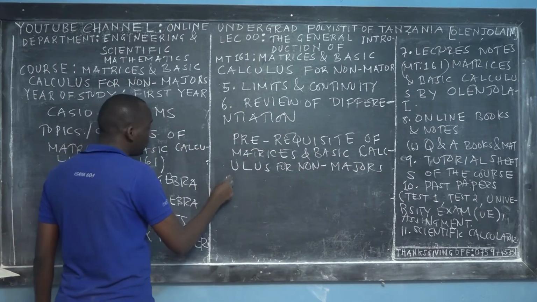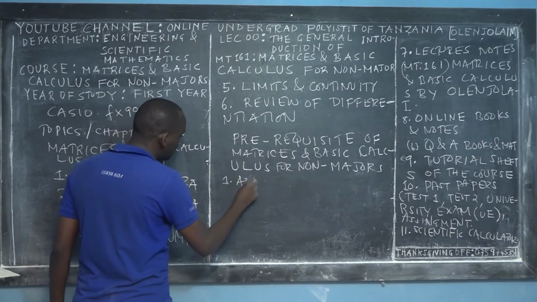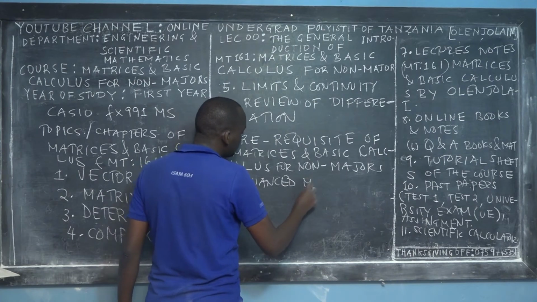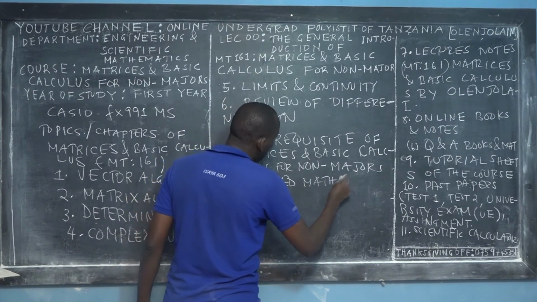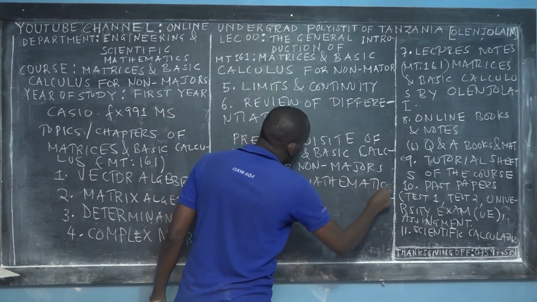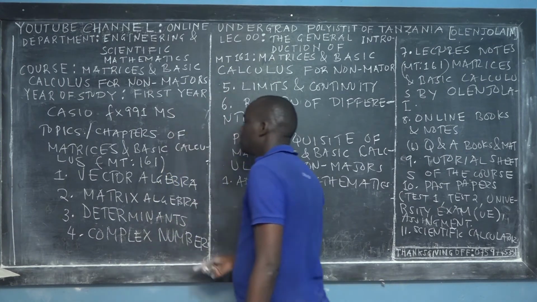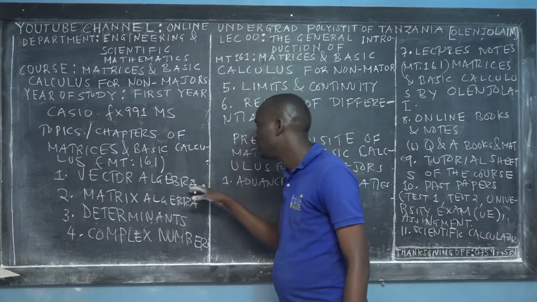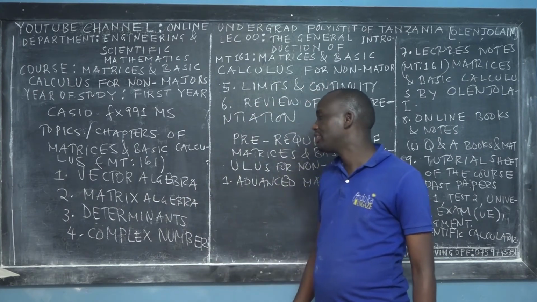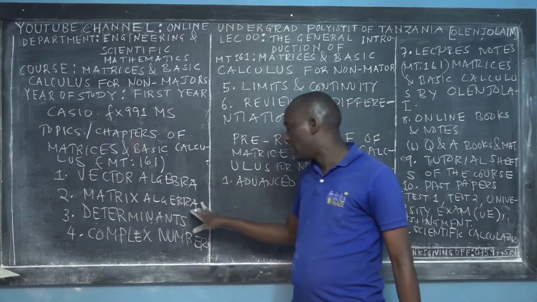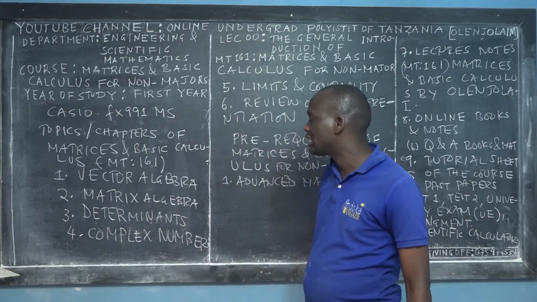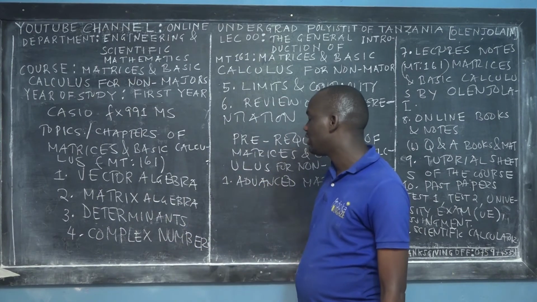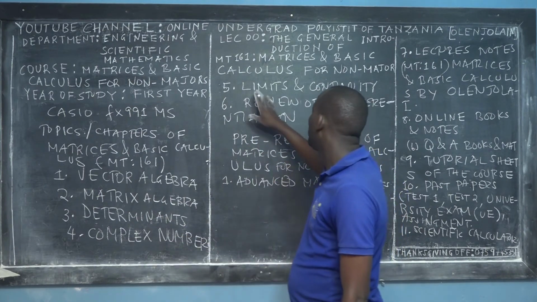So there are two prerequisites. Number one is advanced mathematics. If you check these topics, you need to recall vectors. This is one of the six topics in advanced mathematics. You need to recall matrices. This is a Form 5 topic. You need to recall determinants. It's a Form 5 topic or subtopic. You have to recall complex numbers. That's the Form 6 topic. You have to recall limits and continuity.